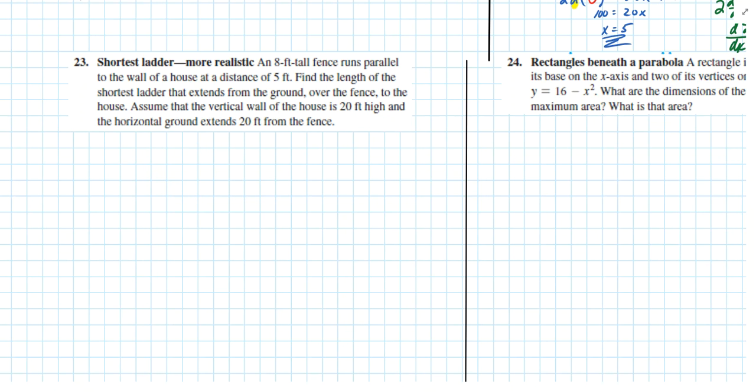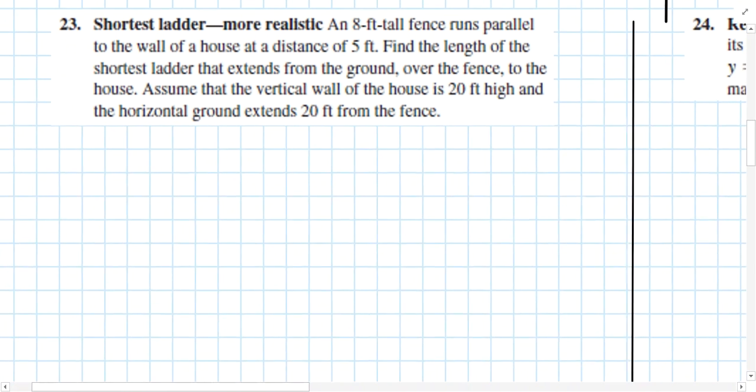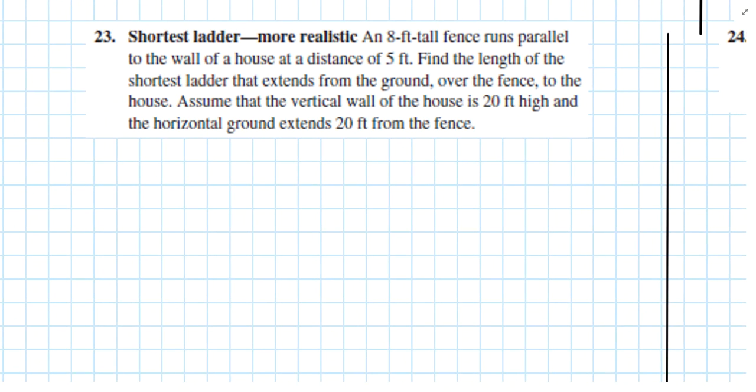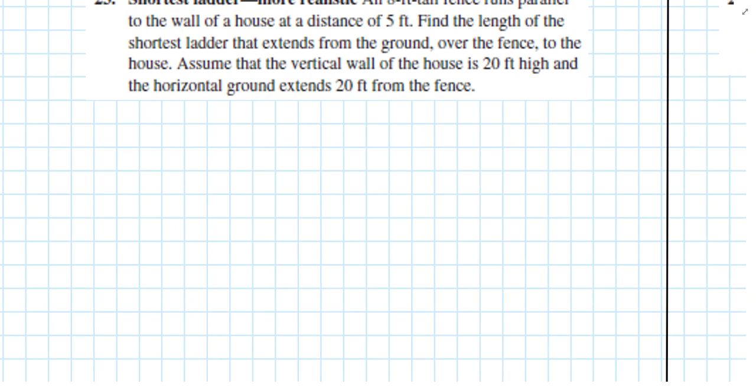Okay, to follow up with Unit 4, Part 3, Lesson 1, we're going to take a look at this ladder problem. We've got an 8-foot tall fence that runs parallel to the wall of a house at a distance of 5 feet. Find the length of the shortest ladder that extends from the ground over the fence to the house. Well, there's a phrase, shortest ladder. I think this is going to lead us to an objective function.